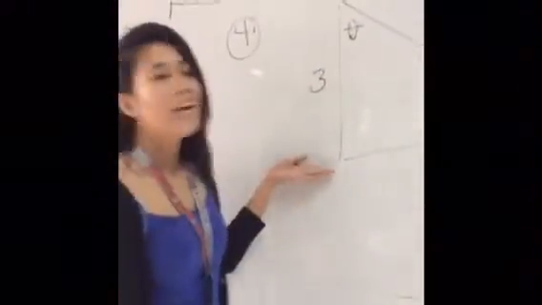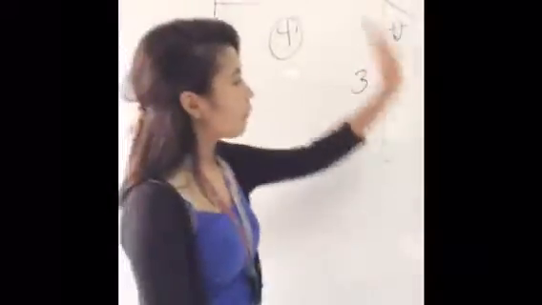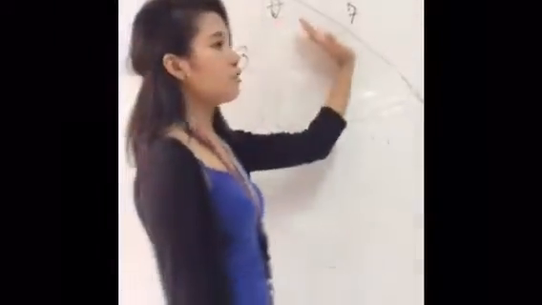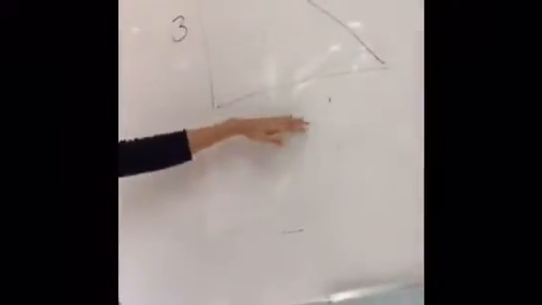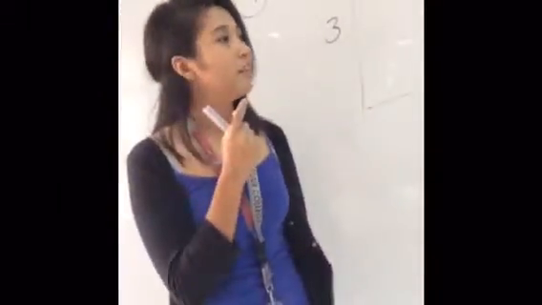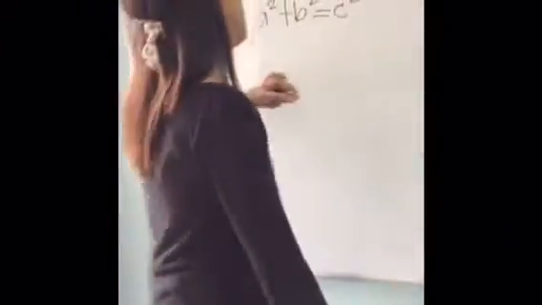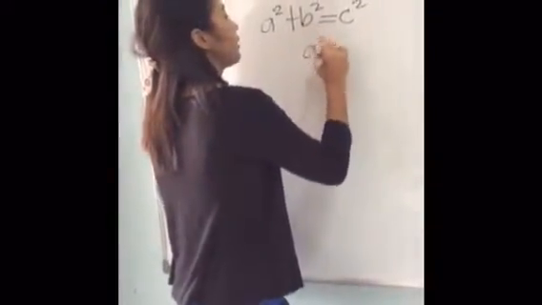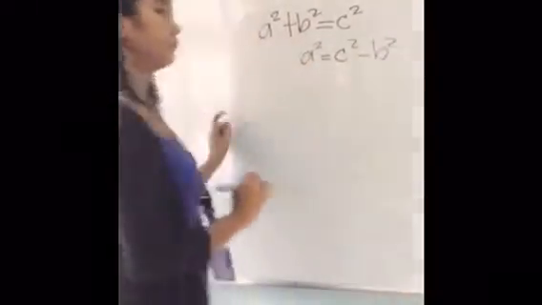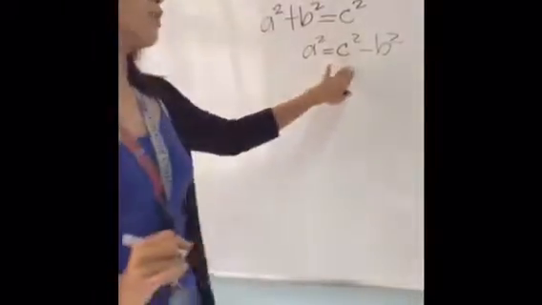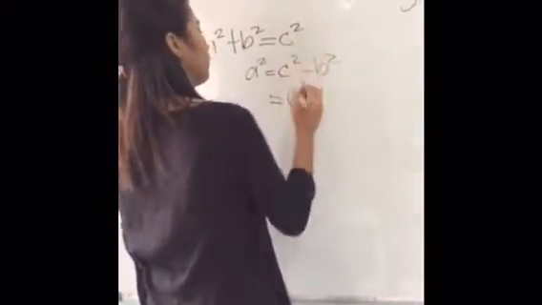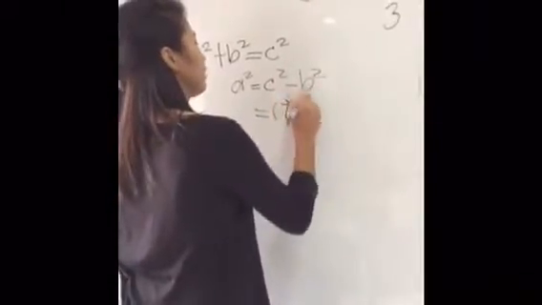Number 4, given. In this given, we must identify the opposite, adjacent, and hypotenuse. We must find the value of the opposite. To find the value of the opposite, we must use the Pythagorean theorem. The formula of the Pythagorean theorem is a squared plus b squared is equal to c squared. To find the value of the opposite, derive the formula. a squared is equal to c squared minus b squared. Then, substitute c as the hypotenuse of this given. 7 squared minus 3 squared.